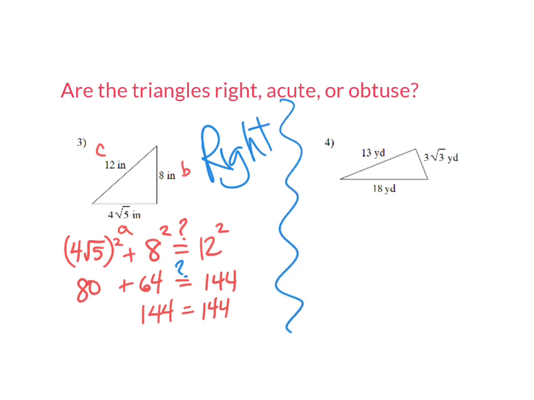Okie doke. So let's try this one here. I'm going to get you started. If I look at the three sides, I'm trying to figure out which one's the longest. The 18 is definitely longer than 13, and the other one would not get that big. So this is assumed to be maybe the right angle, so 18 is my C value. So I'm going to go 13 squared plus 3 root 3 squared equals 18 squared.